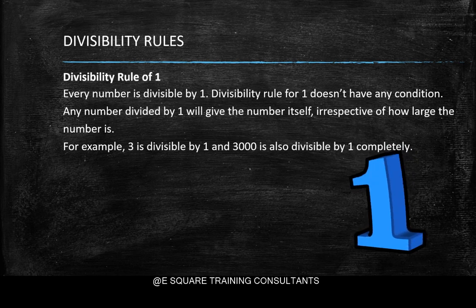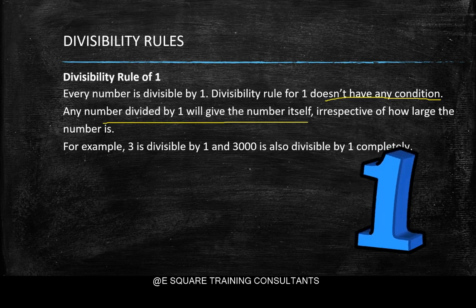Say for example, 3 is divisible by 1 and 3000 is also completely divisible by 1. Even 3 lakh is divisible by 1 and 3 billion is divisible by 1. So any number that you take is actually divisible by 1. It does not have any condition. Any number divided by 1 will give the number itself.